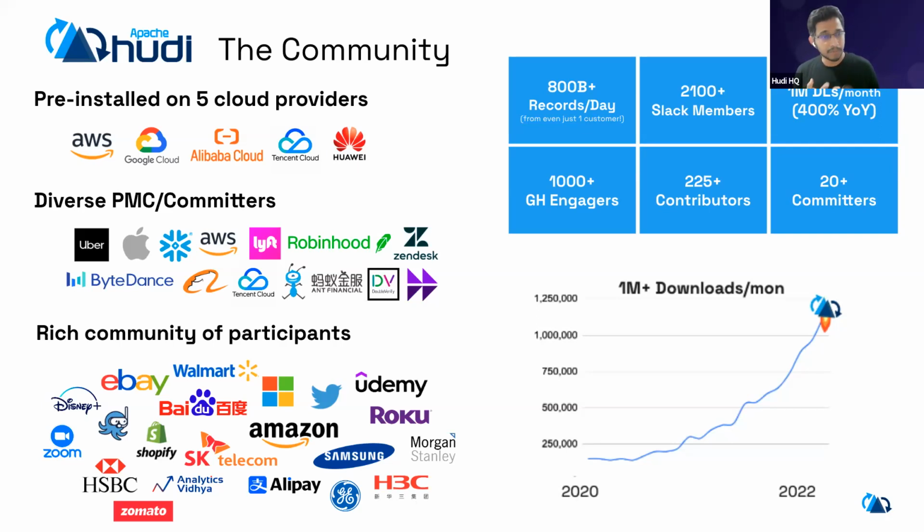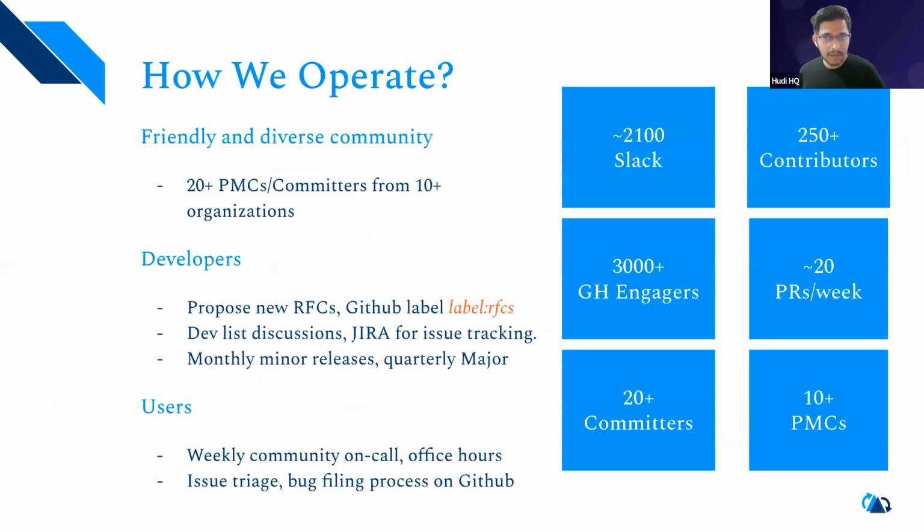If you're interested in becoming a committer, or working towards PMC membership, please engage with the community using the official channels, and we'll be happy to have more contributors and more people as part of the community. Generally, how we operate is that if you're a developer, you can propose new RFCs. You can go look at existing RFCs on GitHub. You can look at PRs with the label RFC, and you can see what large efforts are going on and see if you want to take part in one of them. There are devlist discussions and Jiras. We try to do monthly minor releases and then quarterly major ones.